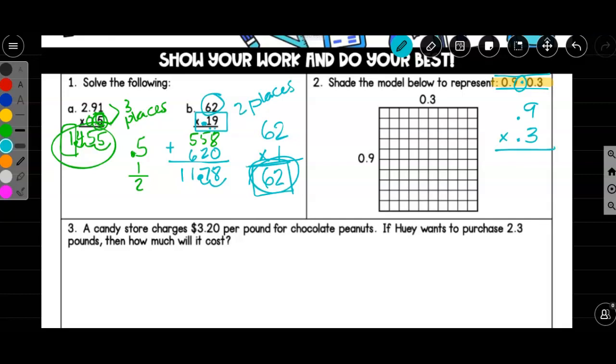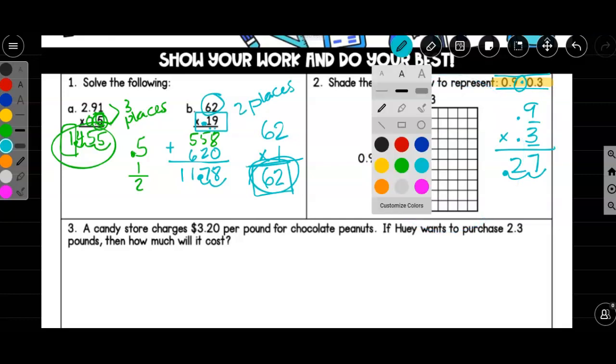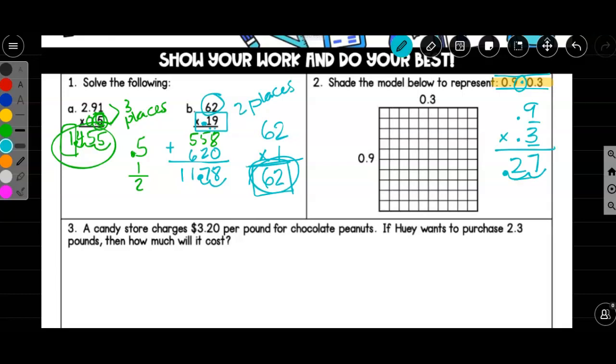Okay, so 9 times 3 is 27. We have 2 decimal places total, so we go back 1, 2. So our answer is 27 hundredths. Well, if you'll notice, this is a hundredths board. So we're going to see how we can show that 9/10 times 3/10 is 27 hundredths.